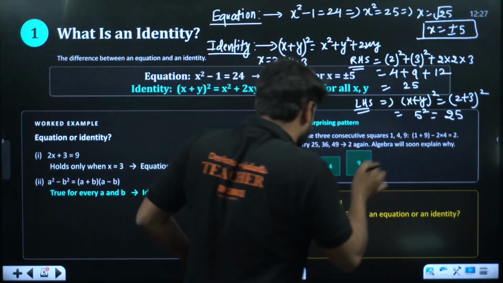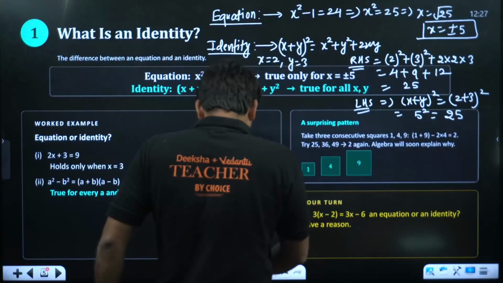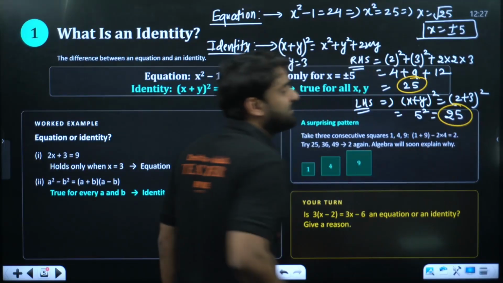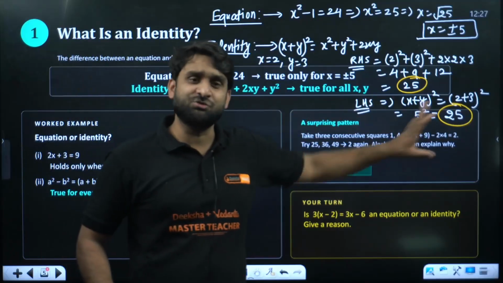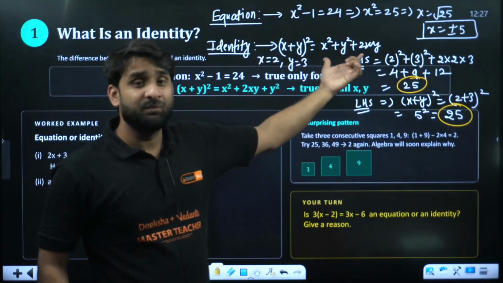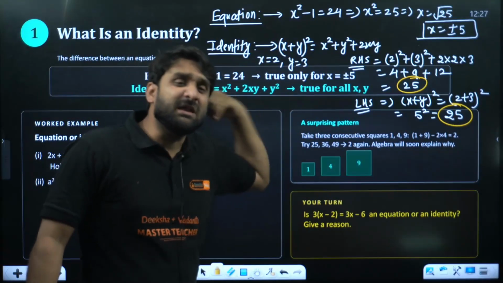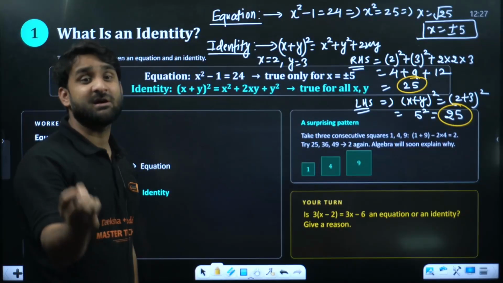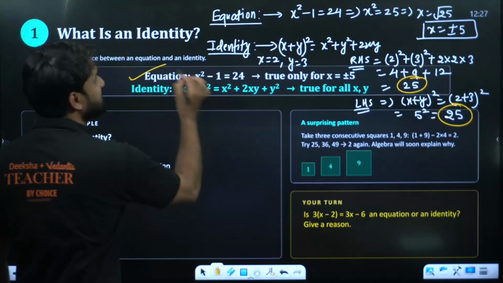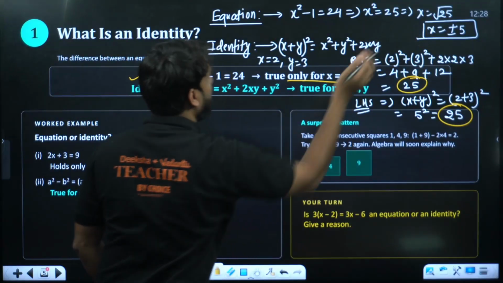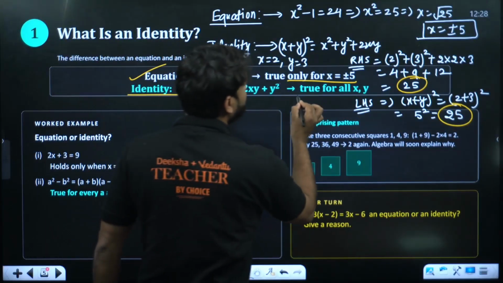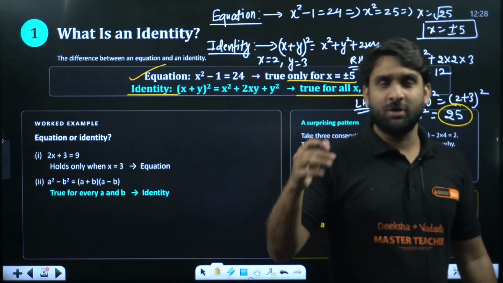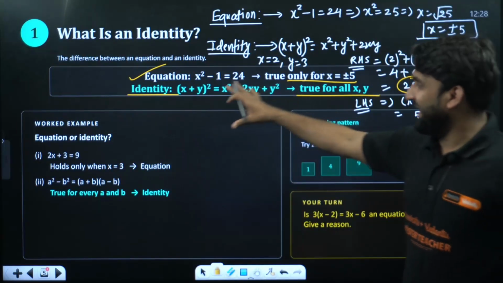Can you see here, champions? What is your RHS? RHS is 25, LHS is 25. It means that this is satisfying. You put anything for x, anything for y, they will be satisfying at every value. So such expressions are called identity. So equations are true only for particular values of x, and identities are true for all x and y. I hope you have understood the concept of identity in expressions.